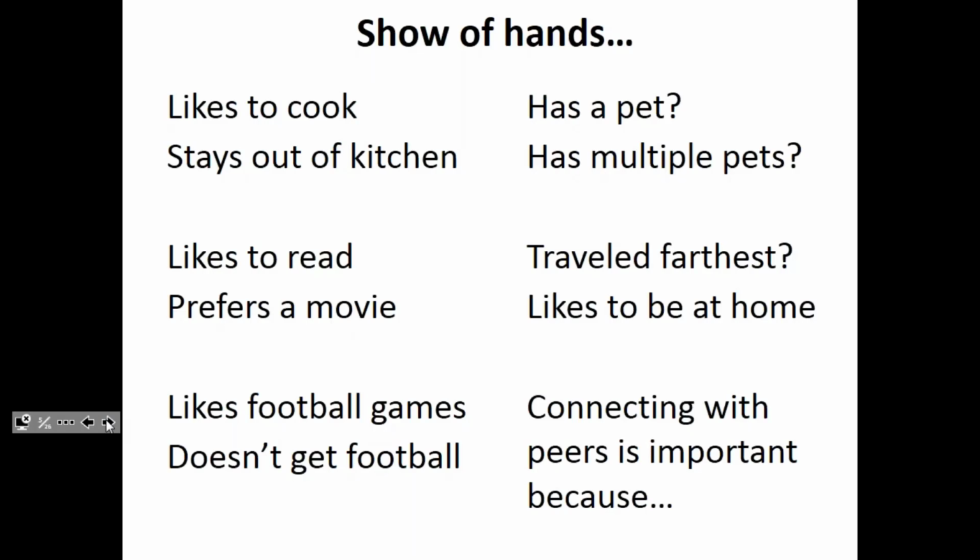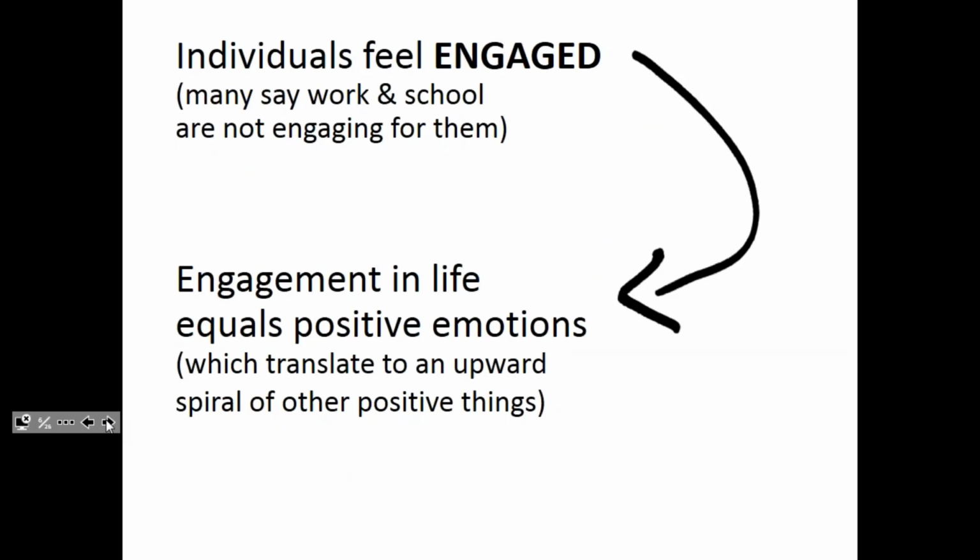And when we connect with each other, we felt a little bit engaged. We made eye contact, we smiled, we nodded. And a lot of people say that work at school is not engaging for them. And when you are engaged in life, you will have more positive emotions, which translate to an upward spiral of other positive things. So we're creating this nice supportive environment among peers so that they can support each other, have positive emotions, and that will be contagious, and it'll grow.